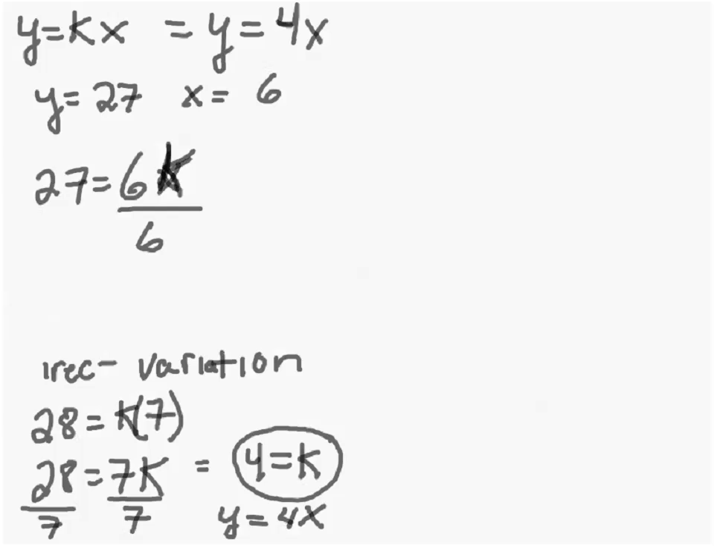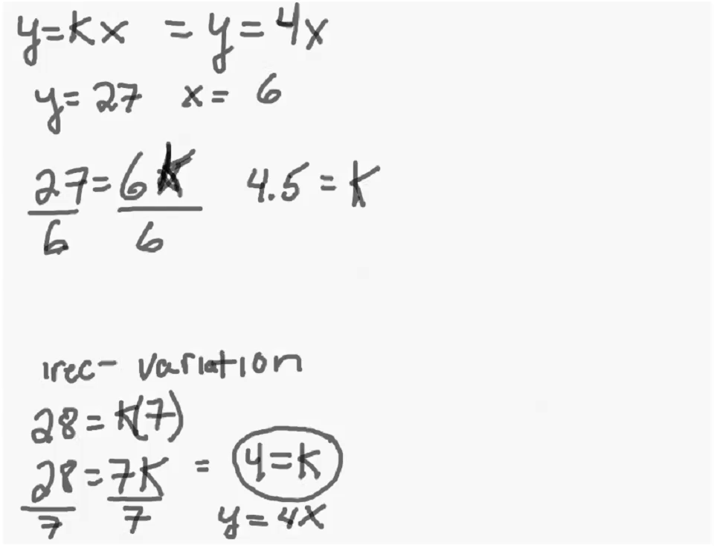Okay, divided by 6, divided by 6. $4.5. You got 4.5? Yeah. 4.5. Okay, so yeah, 4.5.